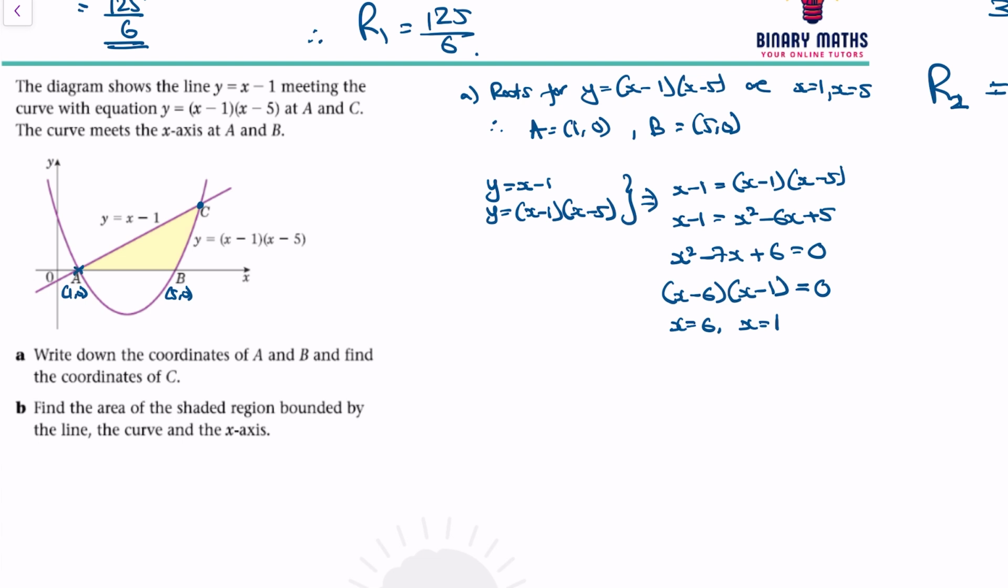Now clearly 1 is here, so that one must be 6. So C must be 6, so at C, x is equal to 6 and y would be equal to, you can use either one to substitute in to get your y value. So y must be equal to x minus 1, which means it's 6 minus 1, which is equal to 5. So C is equal to 6, 5. Okay. B.